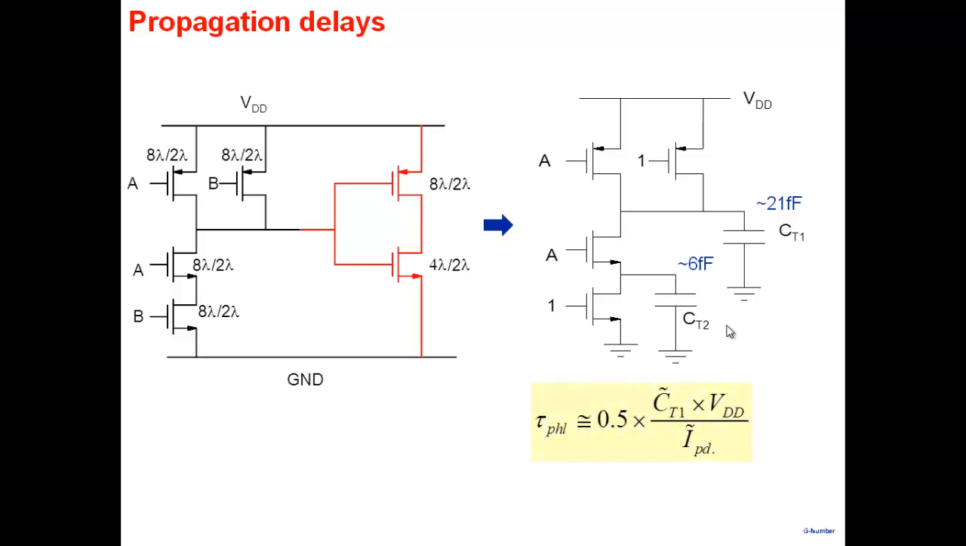All right? And how do we estimate the delay? Well, the delay estimation is given here: 0.5 CT1 VDD by the pull-down current. So CT1 is the capacitor, we'll put 21 femtofarad, and VDD we know. And pull-down current, well, note that when I switch it on, I'll make this VDD and this VDD. We know under this condition, the current of this one is just like the current of a 4 lambda by 2 lambda transistor. So we know approximately how to calculate the currents, and we can obtain tau PH. We get a value of 79 picosecond for this one.